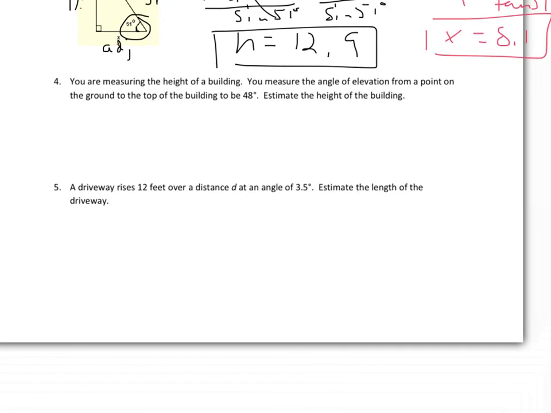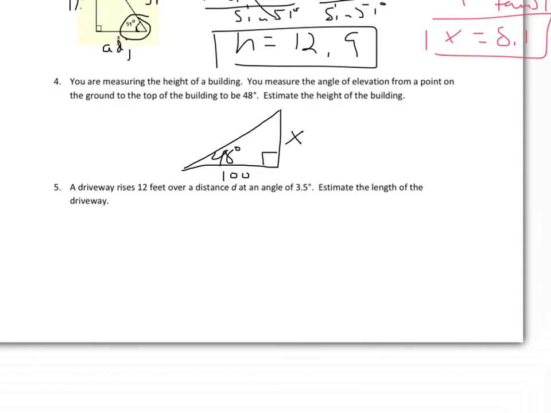So you're measuring the height of a building. This is the word problem for this. You measure the angle of elevation from a point on the ground to be 48 degrees. Right? You are 48 degrees. Okay? You're 100 feet away from the building. That's not in there. I'm just adding that in there. You want to find the height of the building.